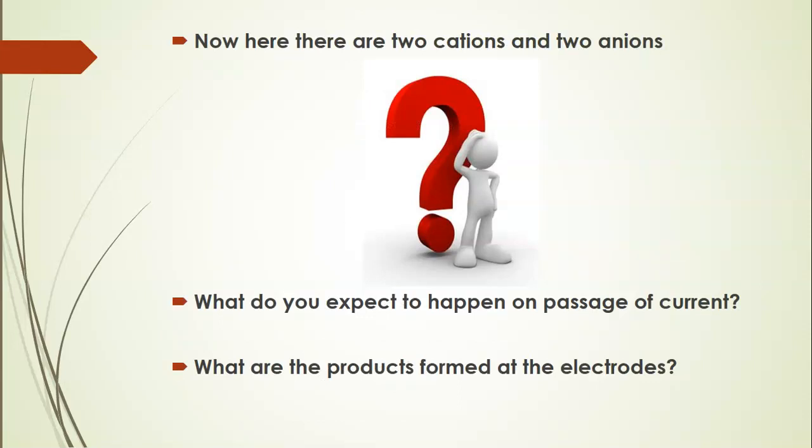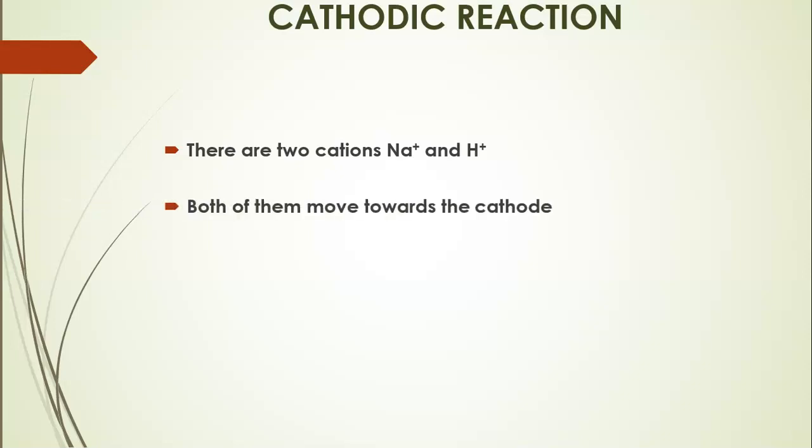Now here, there are two cations and two anions. What do you expect to happen on passage of current? What are the products formed at the electrodes? Let us see what happens at the cathode. There are two cations, sodium ion and hydrogen ions. Both of them move towards the cathode on the passage of current, but only one discharges. Now the question is, which one?